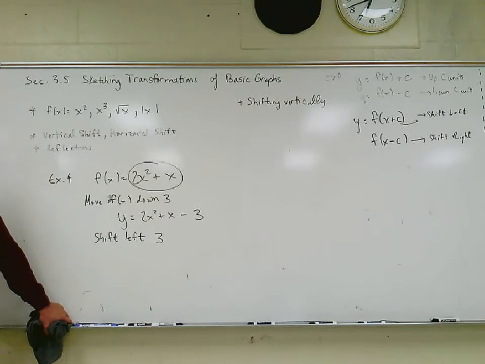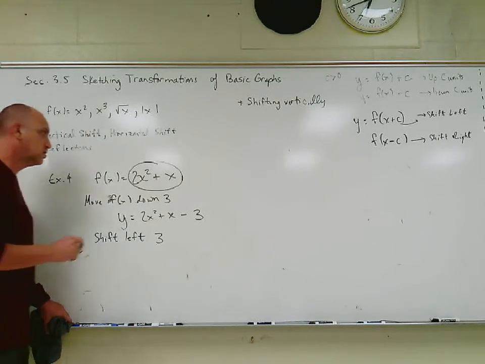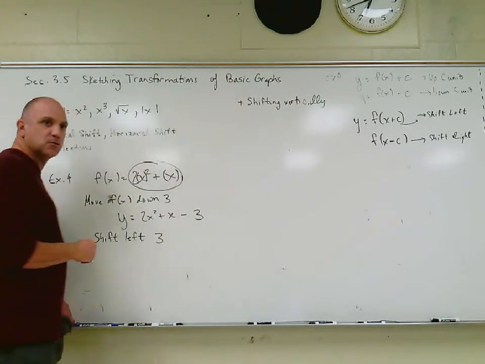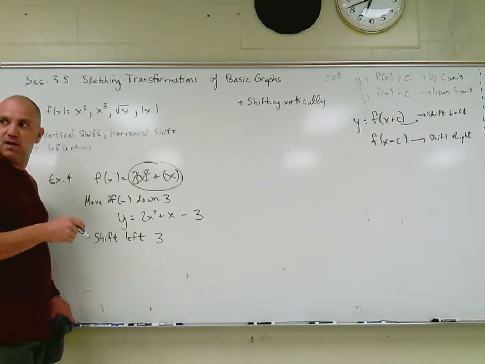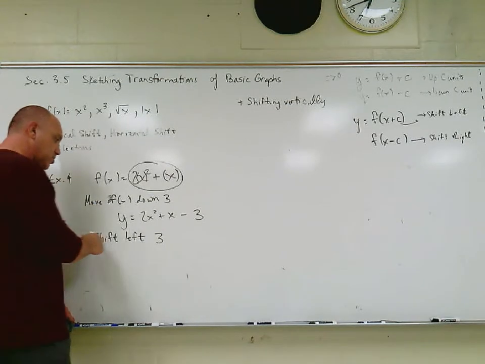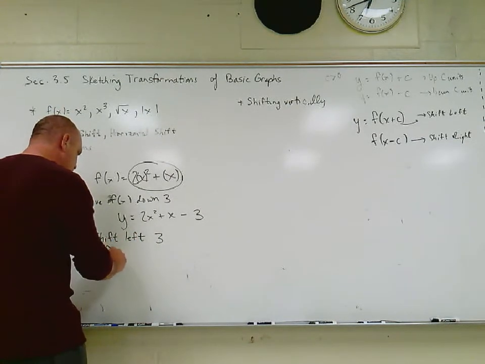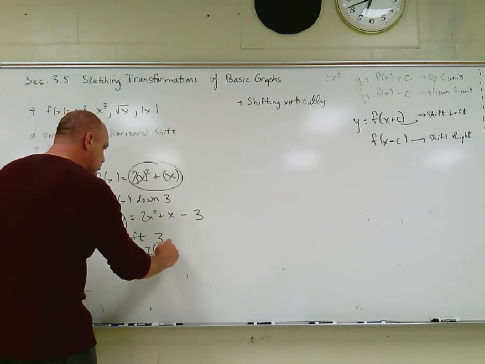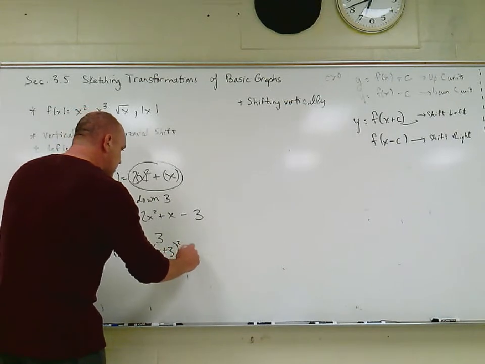Plus 3, but inside where? Notice, it should be not only here, but it actually has to go there. Wherever you see an x, you've got to make it an x plus 3. So if we want to shift left 3, we've got to do f of x plus 3, which means we put an x plus 3 wherever we see an x.